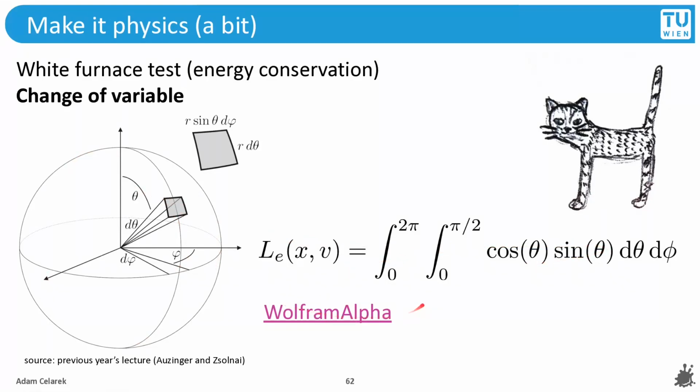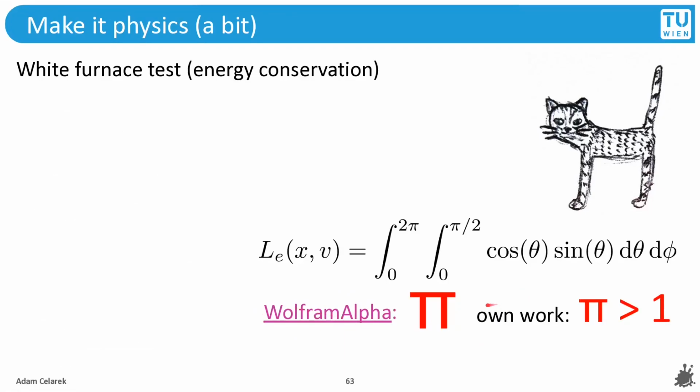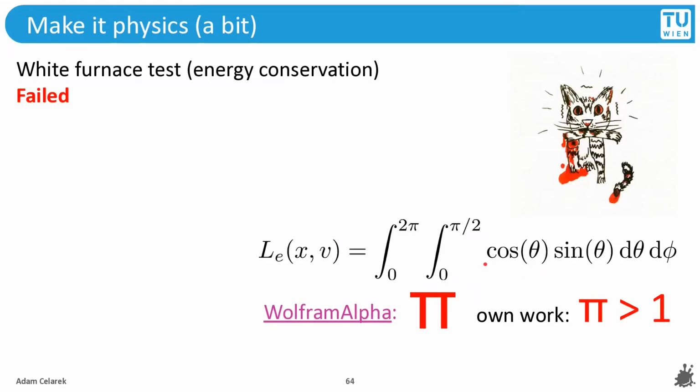We can compute the result using Wolfram Alpha, and it says pi. And, well, pi is greater than 1. Didn't we say that it should be smaller than 1? Oops. This white furnace test failed.